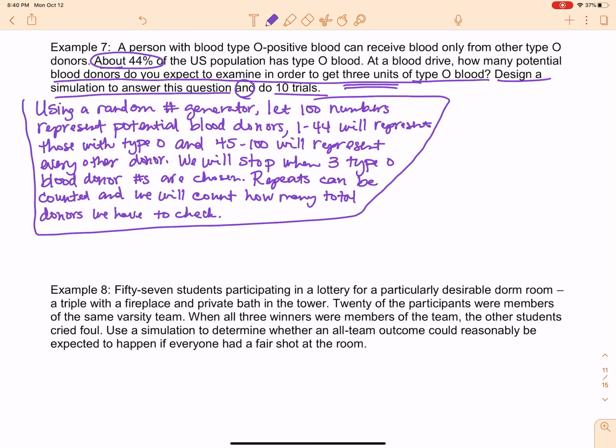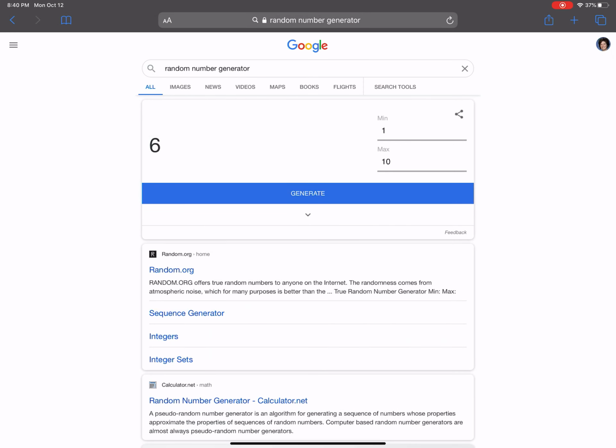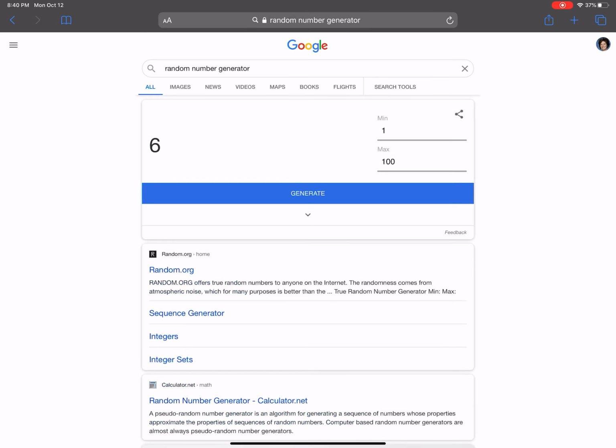Well, I am going to go back to my random number generator, just like I did on the last problem. And this time I am going to use numbers 1 through 100 to represent 100% of my donors. And I'm going to keep track of how many I have to go through before I get 3 type O blood donors. So I'm going to push generate.